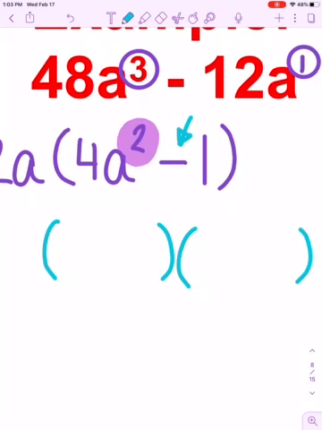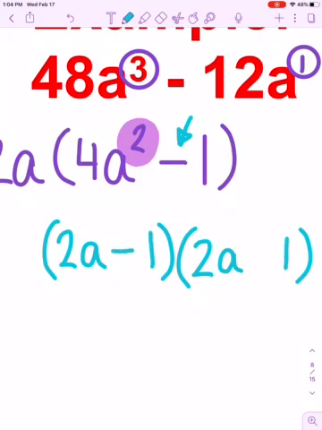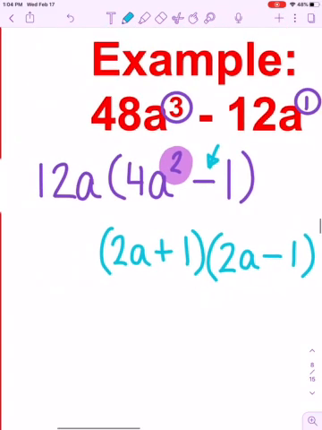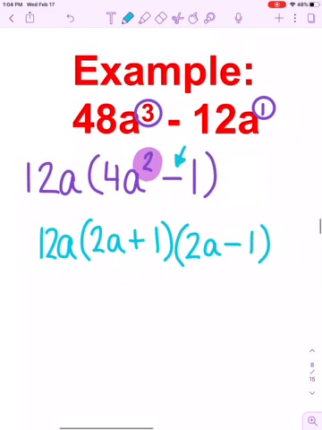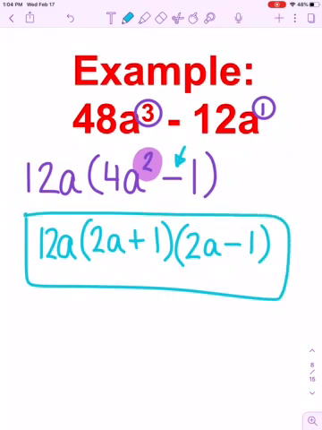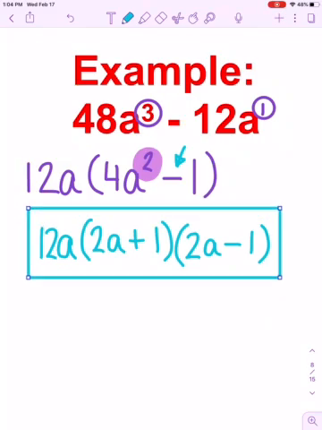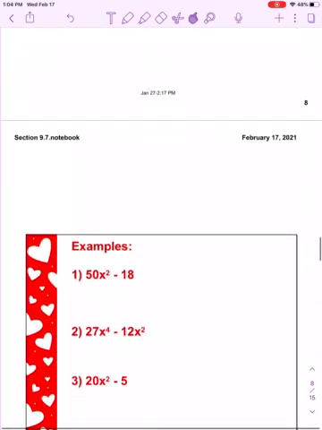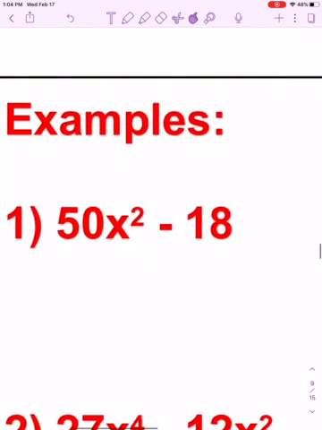So now I need to put 2 sets of parentheses and take the square root of each. The square root of 4A squared is 2A. The square root of 1 is 1, right? 1 times 1 is 1. Your signs need to be opposite. You took the 12A out at the beginning, so that's still in the front of it all. And now that's your final answer. So always check for common factors first, and then if you still have exponents inside your parentheses, always check to see if there's anything else you can do.